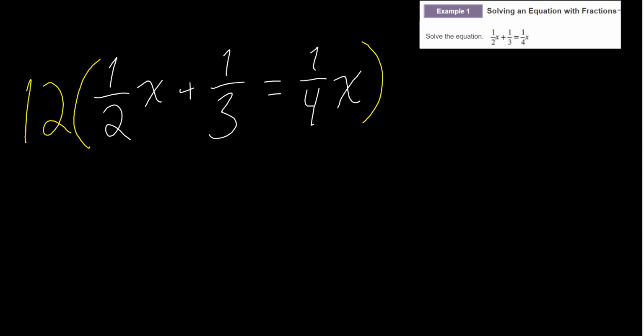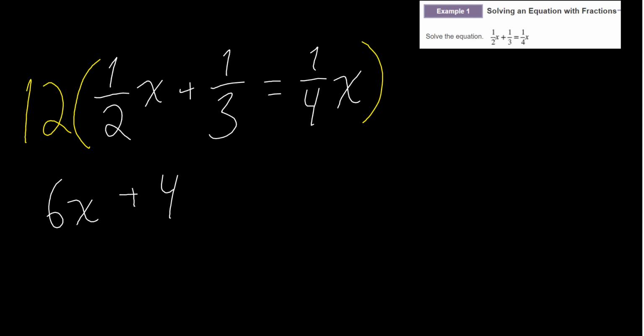So let's just start here. If I did 12 times 1/2 x, well, 12 times 1 is 12. 12 divided by 2 is 6. So we would say 6x. 12 times 1/3, well, 12 times 1 is still 12. 12 divided by 3 is 4, so plus 4. Then 12 times 1/4, 12 over 4 is 3.